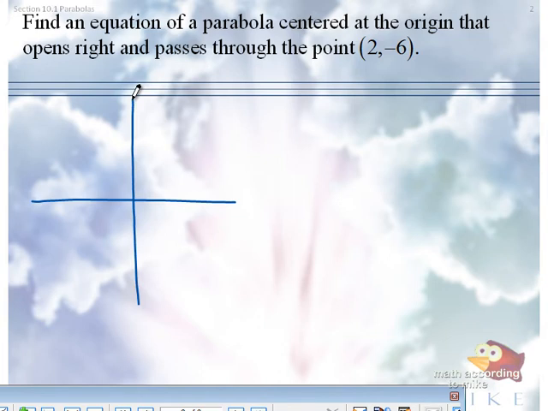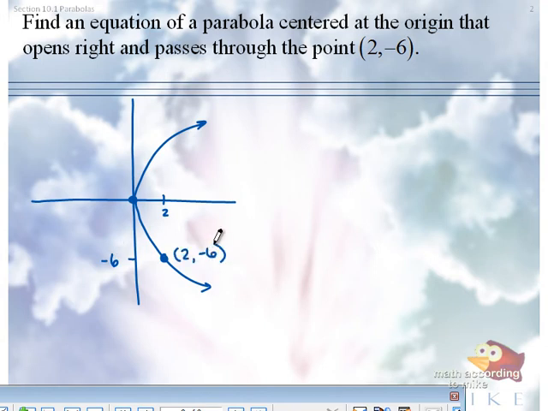So it's centered at the origin, check. Opens to the right, check. And it passes through the point (2, -6). Drawing not to scale. Check.